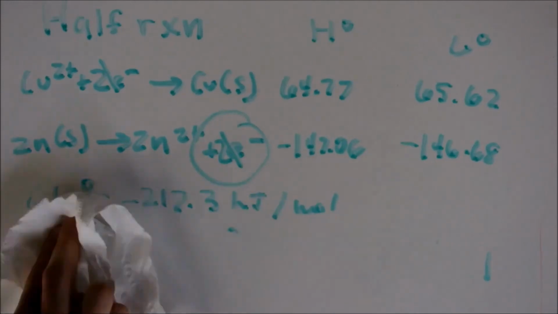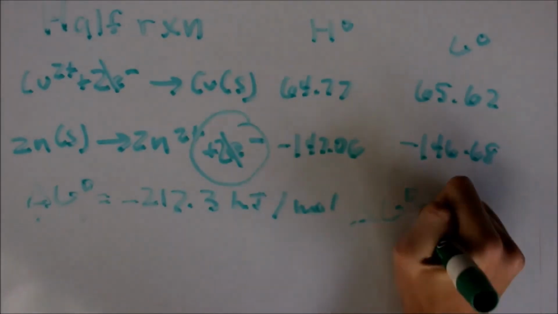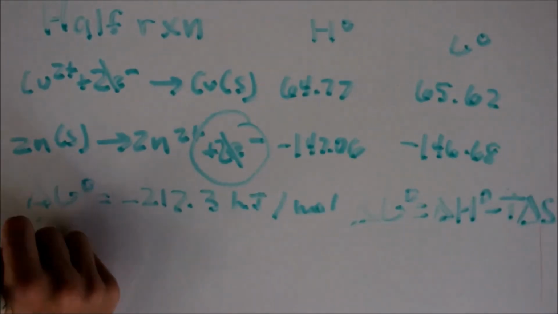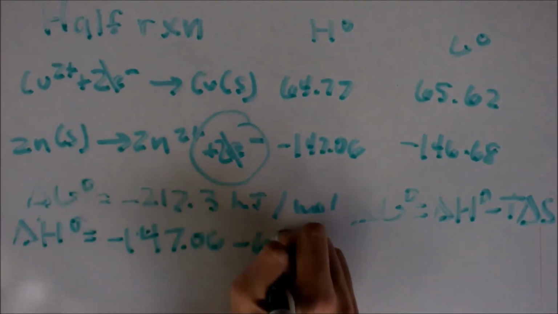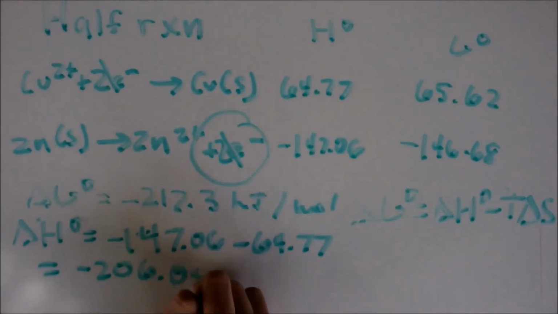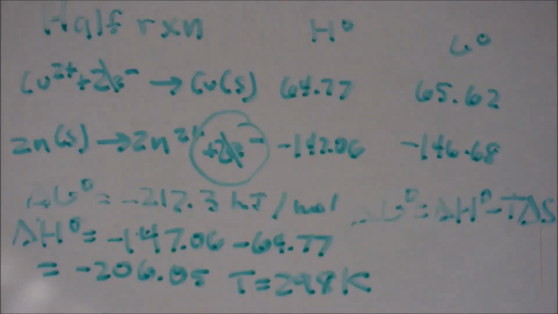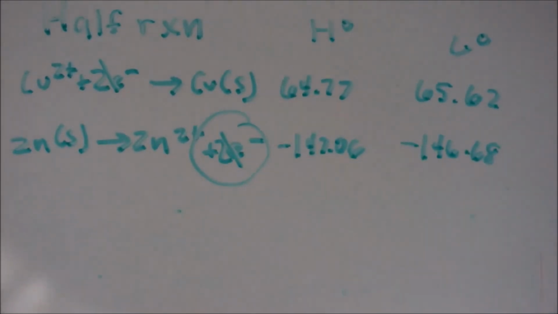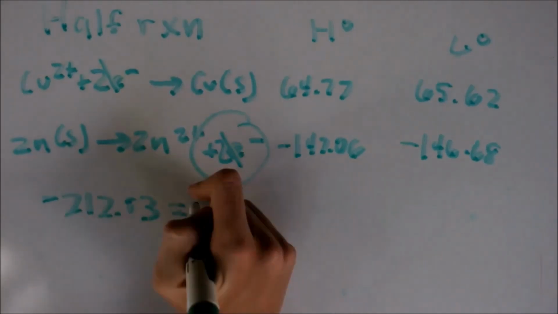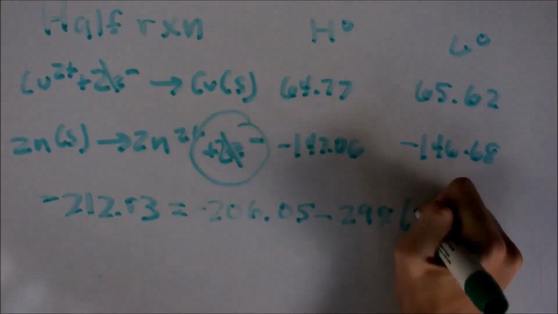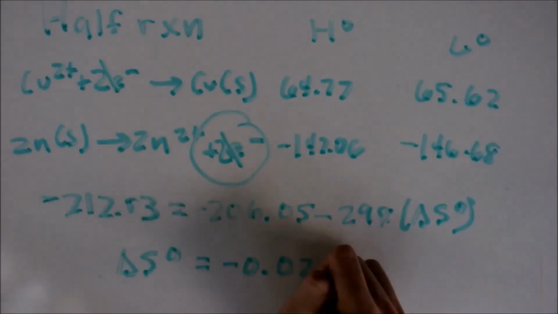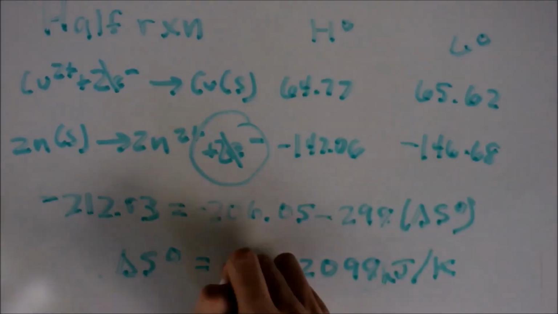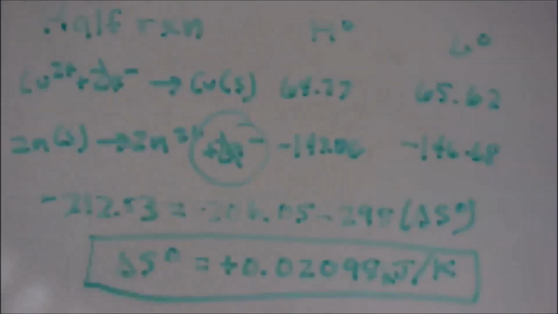Next, we'll solve for the standard entropy of this reaction. Now we already have our delta G value, and we can find our delta H using products minus reactants. Then we'll plug in our delta G, our delta H, and our temperature of 298 Kelvin into delta G equals delta H minus temperature times delta S. And we'll find our standard entropy for this reaction, which is 2.098 times 10 to the negative 2 kilojoules per Kelvin.